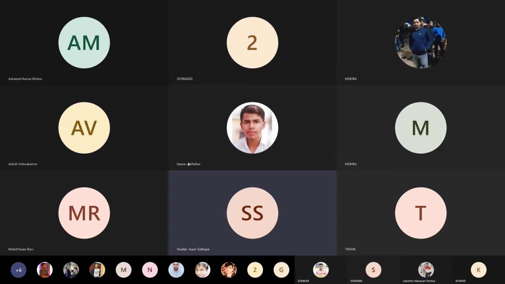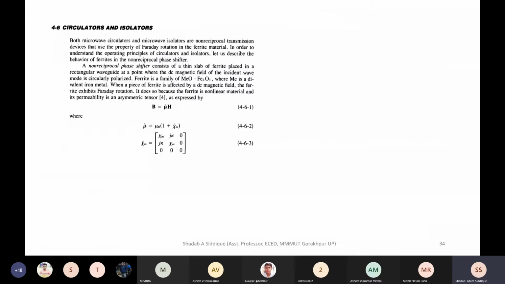Circulator and isolator. In the last lecture, we were discussing the directional coupler. The two-hole directional coupler we have seen, and in that we took four ports. There were four ports and the two holes, and there was also a phase shifter in that. Now we are going to see the circulator and isolator.